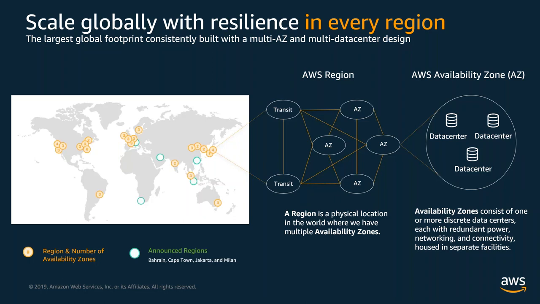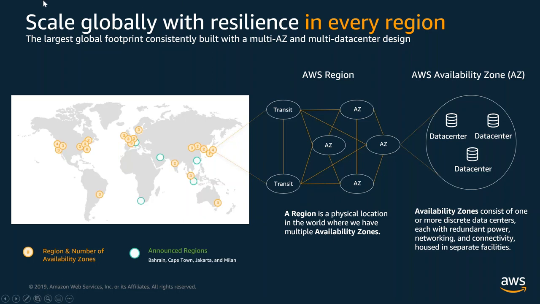Each AWS region has multiple availability zones, and an availability zone has multiple physically separated data centers that allows you to build high availability within a geographic region.